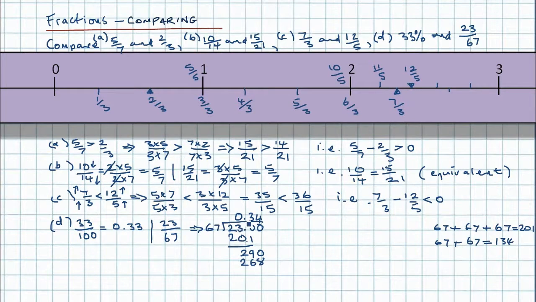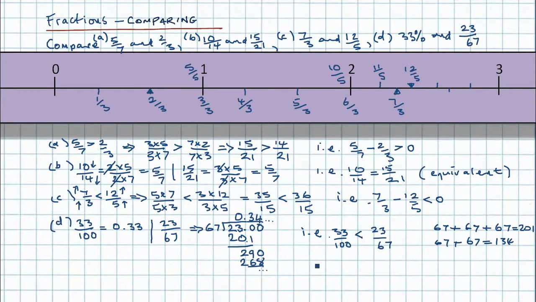But here it's definitely bigger because it's 0.34 something something something. So this is going to go on. But we don't need to go on because we can see immediately that we've proved that this is bigger than this. And so we can immediately say, i.e., 33 over 100, or 33%, same thing, is less than 23 over 67. These were the original figures that we were given.